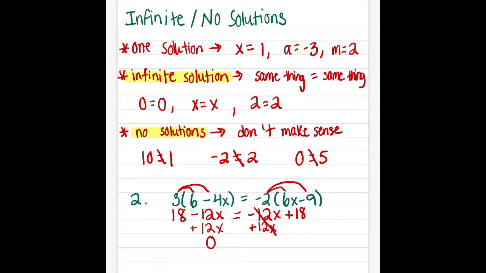Now we're going to move our constants to the right-hand side. So we are going to subtract 18 from the left to move it over to the right. And on the other side of the equal sign, we have 18 minus 18, which actually ends up getting us a 0 as well. So once again, if you look at infinite and no solutions, we do end up getting 0 equals 0 again, which is the same thing equals the same thing. So this is going to be another infinite solutions example.